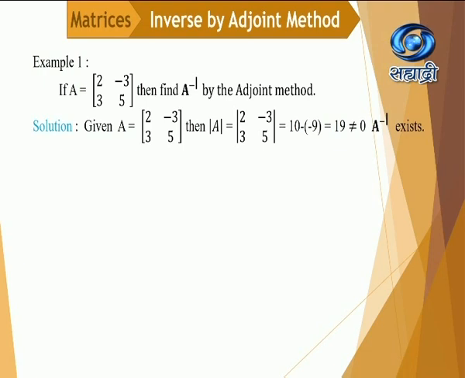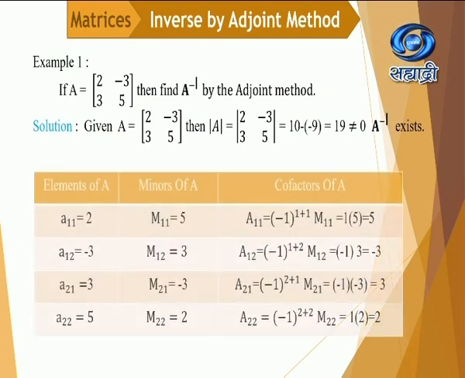Here, given A, first of all find determinant of A. Determinant A is equal to 19, which is not equal to 0. That means the given matrix is a non-singular matrix and therefore A inverse exists. Related to each element here, we have to find minors and cofactors, because we have to find the matrix of cofactors to get the adjoint of A.